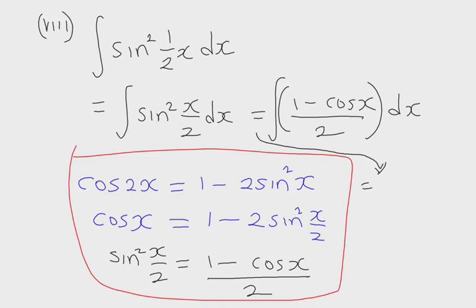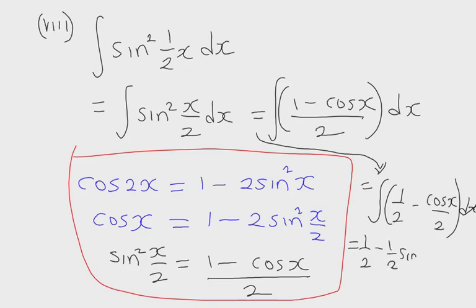We will now have integral 1 over 2 minus cos x over 2 dx, and that is equal to 1 over 2 minus 1 over 2 sine x plus 2. Now mind you, this place you want to integrate because this integration applies to both of them. So when you integrate this, I'll do it in the next place.